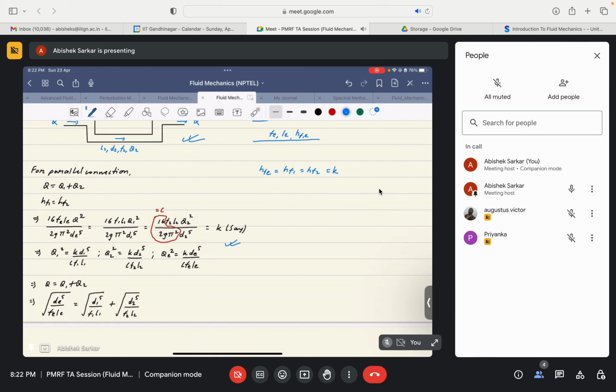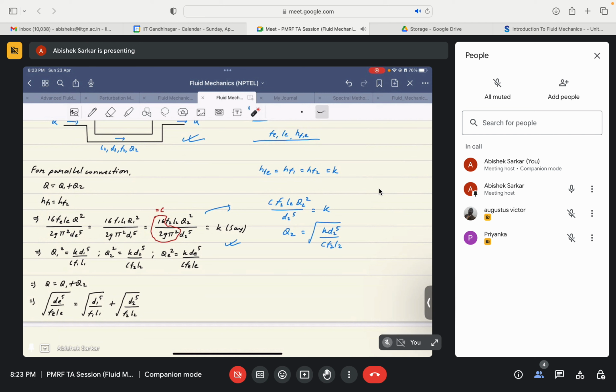Then we can write these volume flow rates in terms of k and c, right? I'll write this one just to simplify for both of you. This can be written as C F2 L2 Q2 square by D2 to the power 5, and since all the head losses can be treated as a constant k, this equals k. Now if I wanted an expression for Q2, it will be the square root of k d2 to the power 5 by c f2 l2, right? So that is what I have written here. Q1 square is k d1 to the 5 by c f1 l1. Similar goes for Q2 square and Q e square.